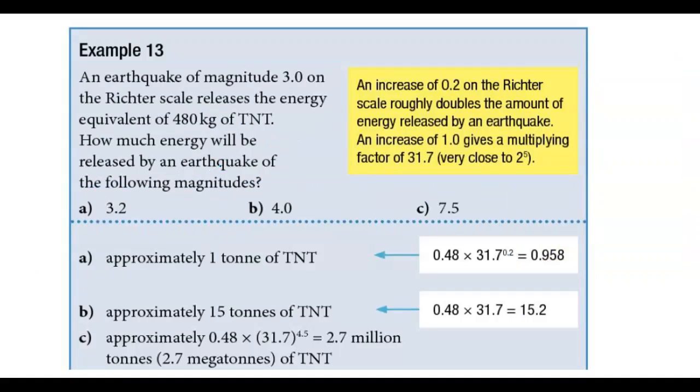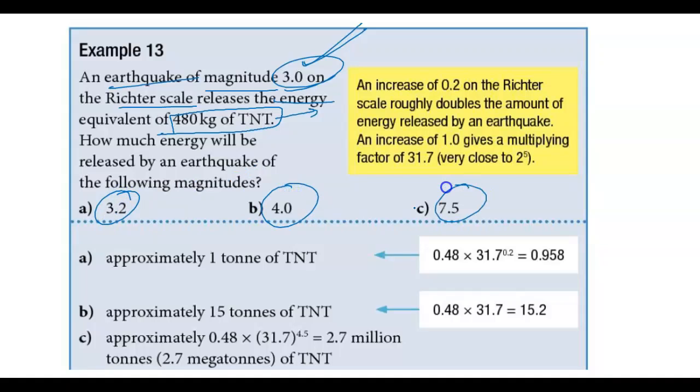Let us study an example. An earthquake of magnitude 3.0 on the Richter scale releases energy equivalent to 480 kg of TNT. If the earthquake is of magnitude 3, it will release an energy of 480 kg of TNT. How much energy will be released by an earthquake of the following magnitudes: 3.2, 4.0 and 7.5?